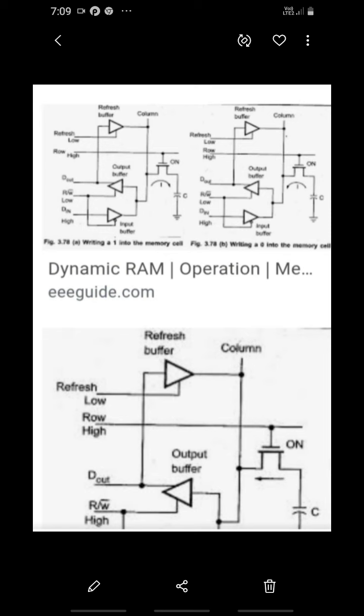Write operation. To enable write operation, the read or write line is made low, which enables the input buffer and disables the output buffer. To write a 1 into the cell, the input line is high and the transistor is turned on by a high on the row line. This allows the capacitor to charge to a positive voltage.